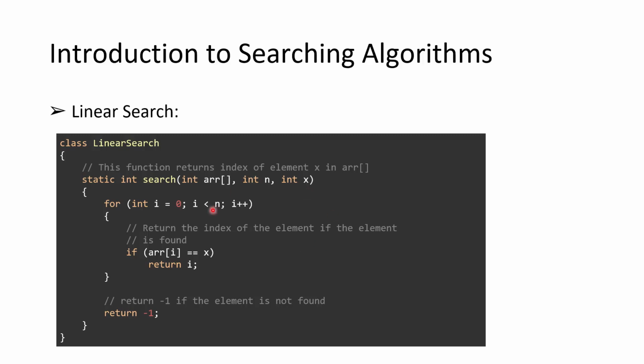Here is the linear searching algorithm coded. As you can see, we have the header here. We pass in an array and 2 integers, and now we are looping through the array using the loop, and here we are returning the index of the element if the element is found. And then we return a -1 if the element is not found.